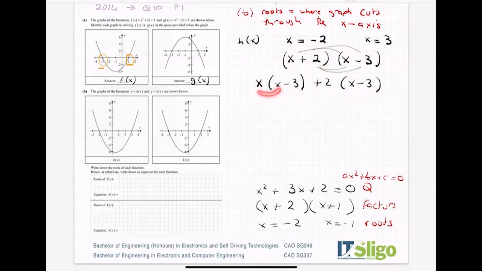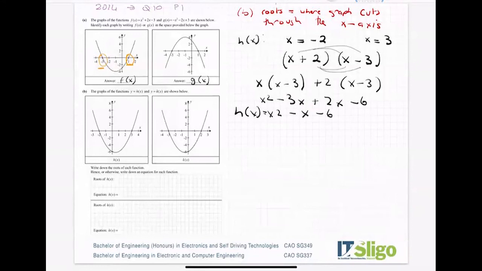So it's x by x is x squared, x by -3 minus 3x, plus 2 by x plus 2x, plus 2 by -3 is -6. Okay, the two terms in the middle always tidy, so that you get x squared -3 plus 2 is -1x minus 6. So that is what they are calling h of x. Okay, so that's the quadratic there.